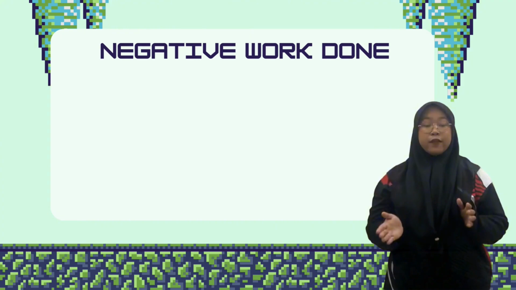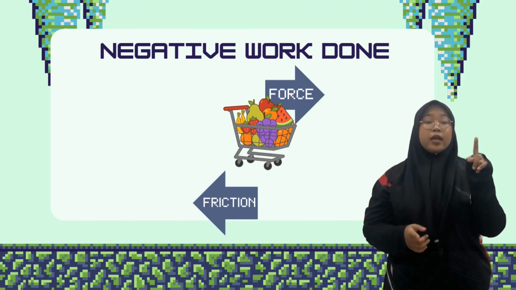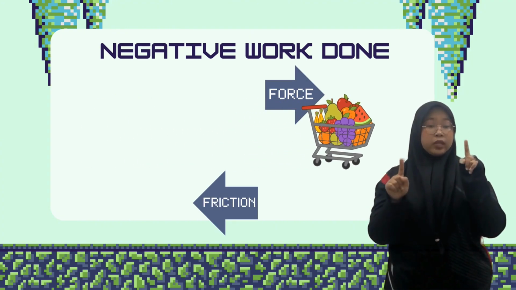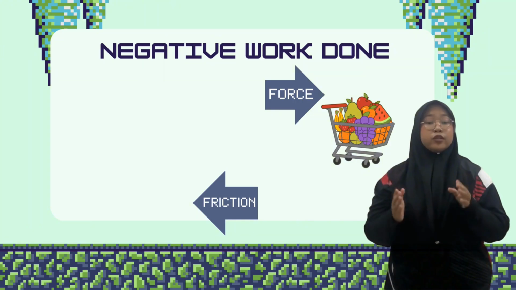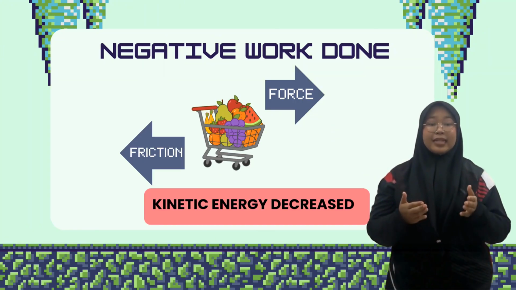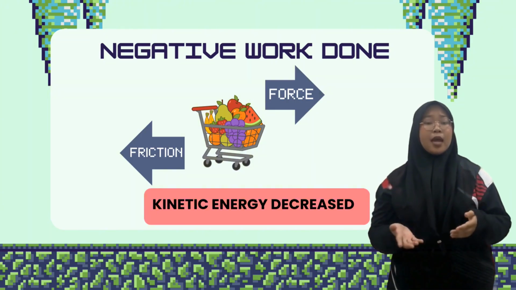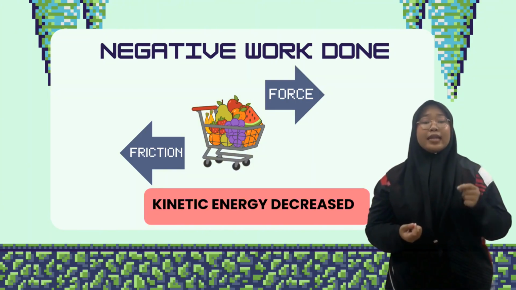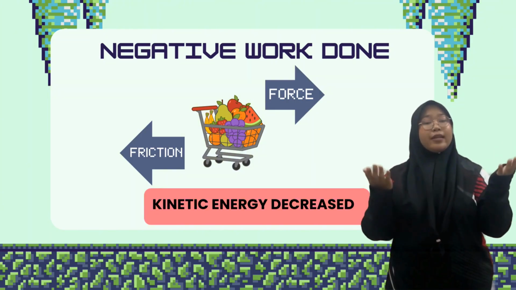However, for negative work, when the trolley is moving forward, at the same time there is friction acting on it, so eventually the trolley will slow down and stop. The trolley slows down because the kinetic energy is decreasing. But how does kinetic energy decrease or increase?